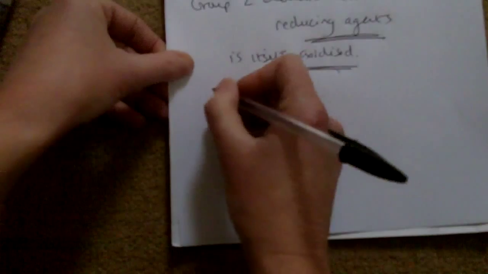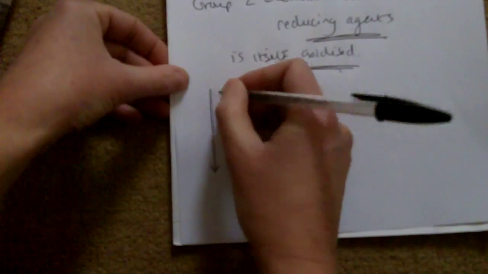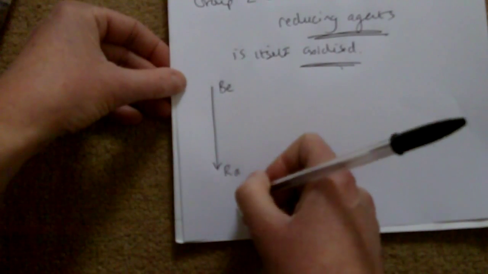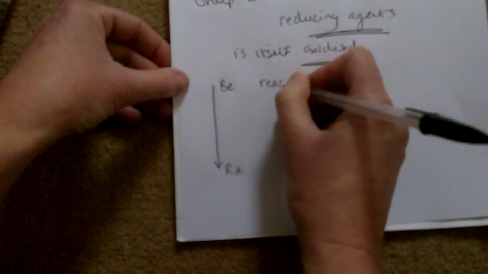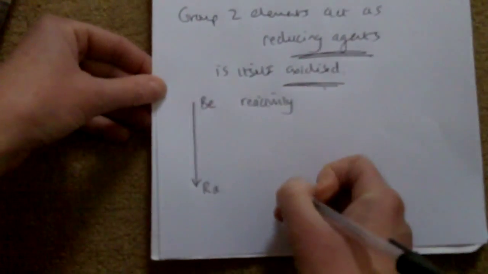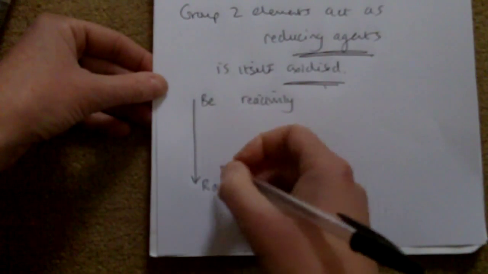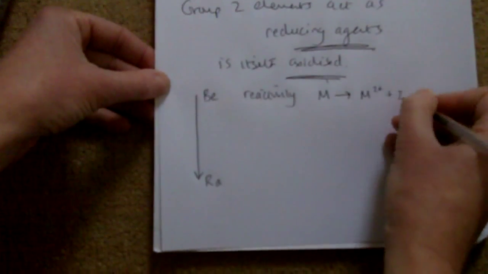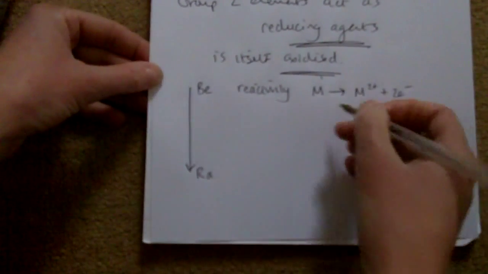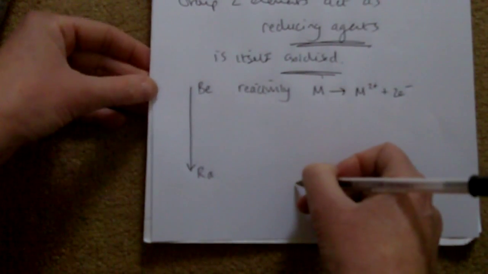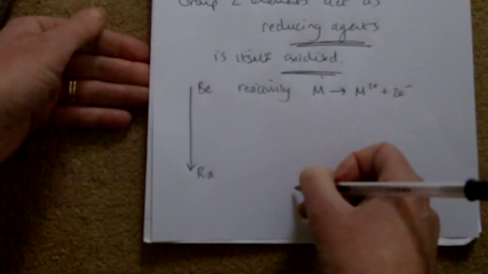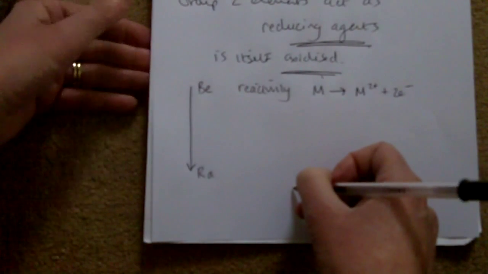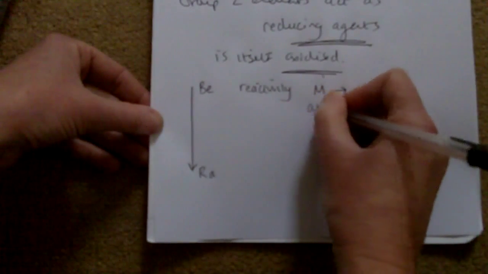But what happens as you go down the group? Going down the group, we've got beryllium at the top, we've got radium at the bottom. What happens in terms of reactivity as you go down the group? Now, if you think about it, all the metals are forming a 2+ ion. They are losing 2 electrons. So as you go down the group, is it easier to lose 2 electrons, or is it harder to lose 2 electrons? Well, as you go down the group, the atoms are getting larger.